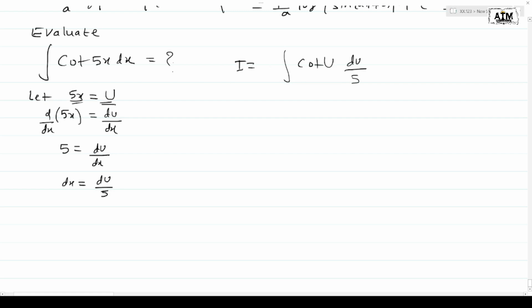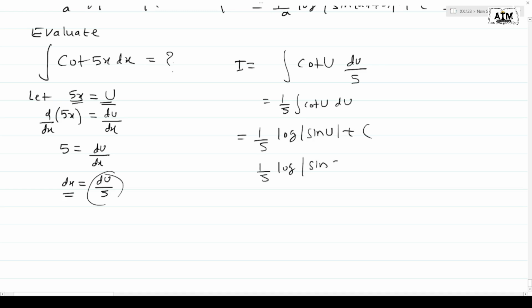Let 5x equals u, and dx equals du upon 5. Now 1 upon 5 is taken common. Integration of cot u with respect to u equals 1 upon 5 times integration of cot u, which is nothing but log modulus sin u plus c. So 1 upon 5 log modulus sin u, where u is 5x, plus c. Therefore, integration of cot 5x with respect to x equals 1 upon 5 log of modulus sin 5x plus c, which is the required solution.